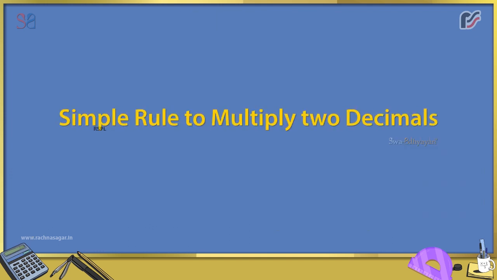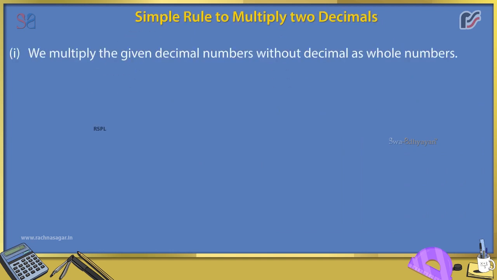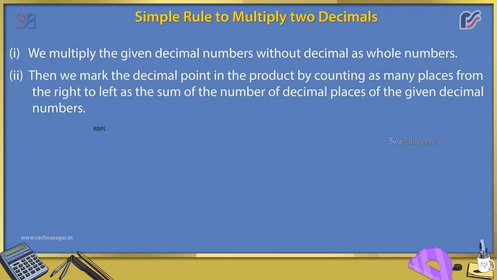Simple rule to multiply two decimals. 1. We multiply the given decimal numbers without decimals as whole numbers. 2. Then we mark the decimal point in the product by counting as many places from the right to left as the sum of the number of decimal places of the given decimal numbers.